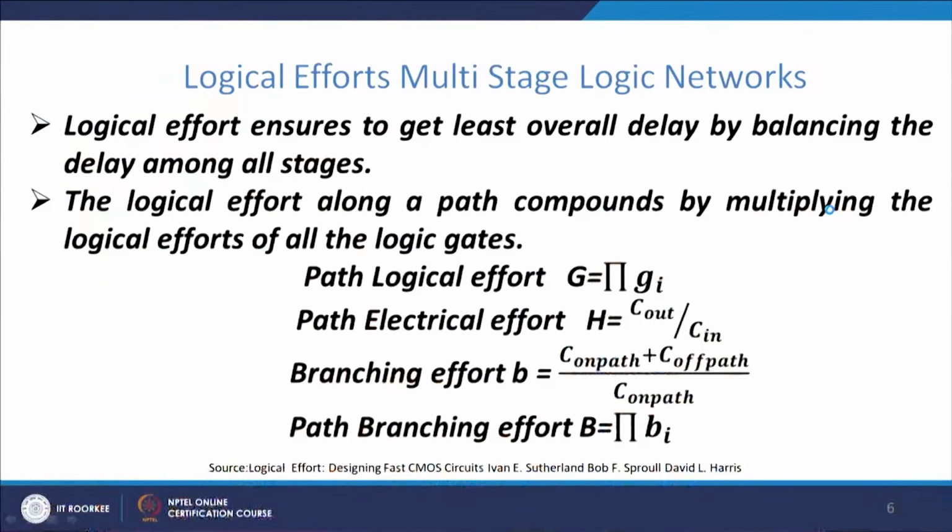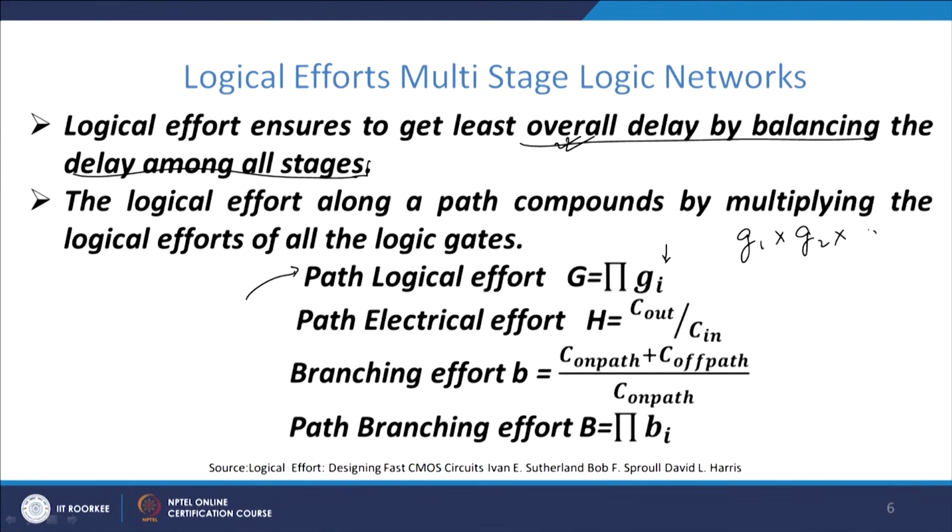So, logical effort ensures the minimum overall delay by balancing the delay among all the stages, which means that between two stages, if I am able to balance the delay, I will get the minimum delay overall across the path. If I have multiple devices across a path, then the path logical effort will be nothing but the multiplication of the logical effort of each gate. So, it is G1 multiplied by G2 multiplied by G3. In a path, if there are say 3 transistors, you multiply the logical effort of each and you get the total logical effort.